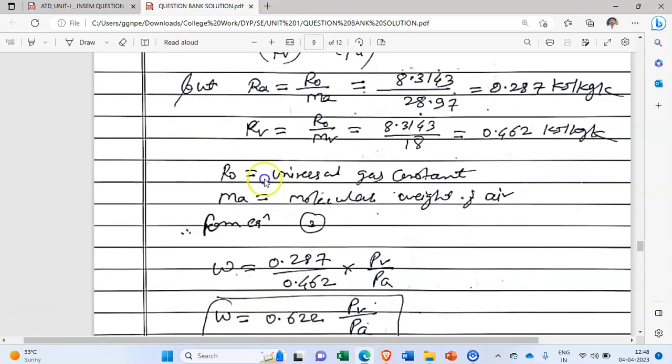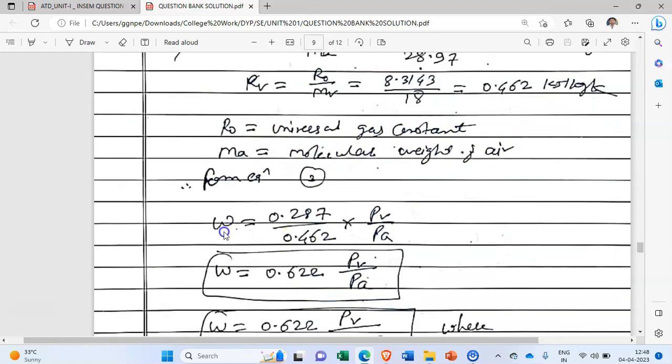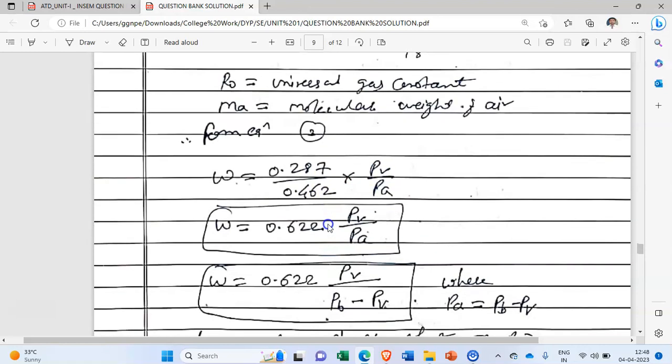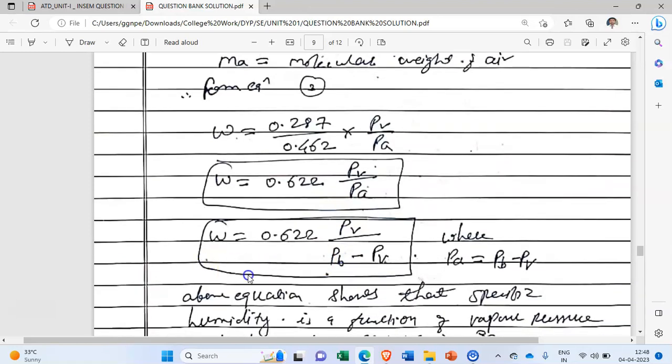What is R0? R0 is nothing but the universal gas constant, and M is the molecular weight of the air. From equation number 3, we get W is equal to 0.287 upon 0.462 into PV upon PA. If you solve this, you will get the value of W as 0.622 into PV upon PA.